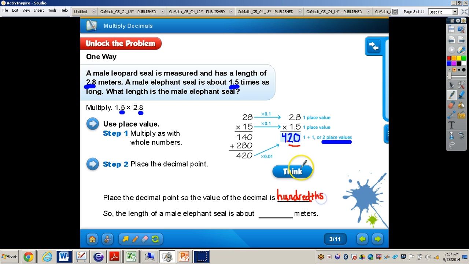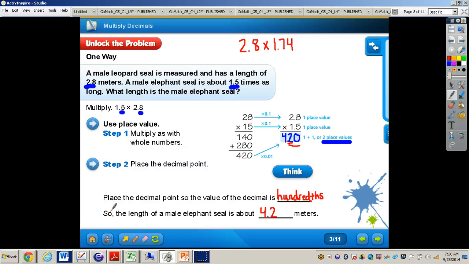Okay, so the length of a male elephant seal is about, we could say, 4 2/10 meters. We can drop that 0, because remember, a 0 to the right of my final place value in decimals does not have any value at all. So 4 2/10 meters.